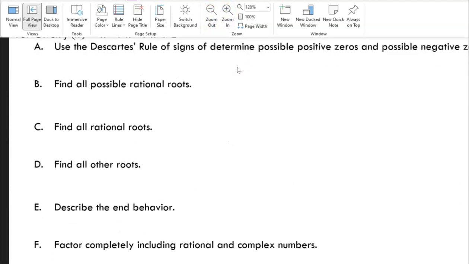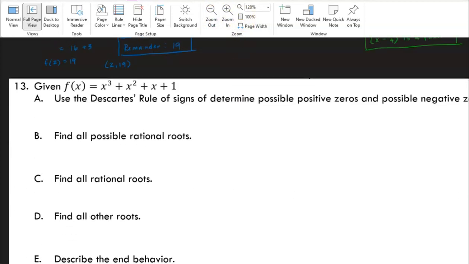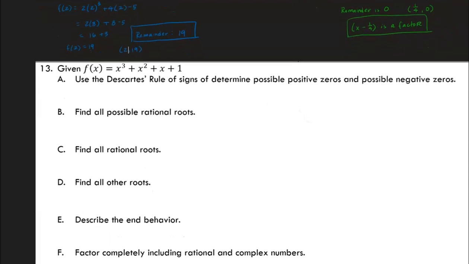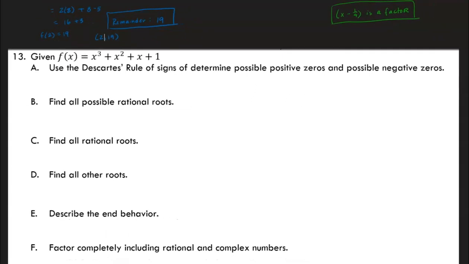It's kind of like a step-by-step way of solving this. So let's go ahead and do that. Use the Descartes rule of signs to determine the possible positive zeros and possible negative zeros. To find the Descartes rule of signs, first we look at f of x, the function itself.